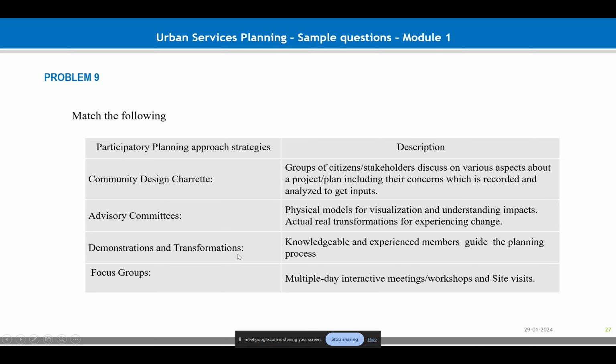Physical model for visualization and understanding the impacts, actual real transformation for experiencing change. Very good. That's also there because you're demonstrating and showing it to people. You have certain small prototypes or small presentations so that they can visualize it. This usually happens when a redevelopment project happens. People are first shown how the space is going to be redeveloped, because studies show that when people are not aware of how things are going to be or what change is coming up, they are not satisfied with the new environment which is given to them.